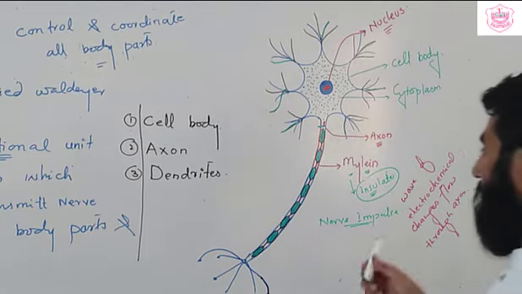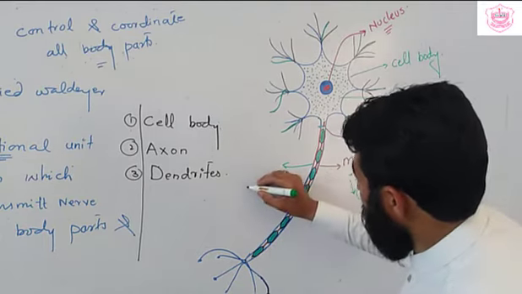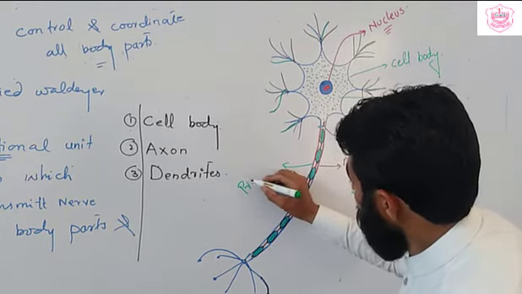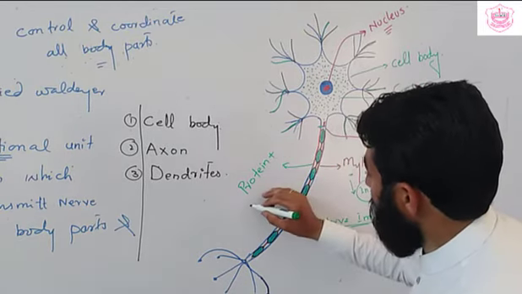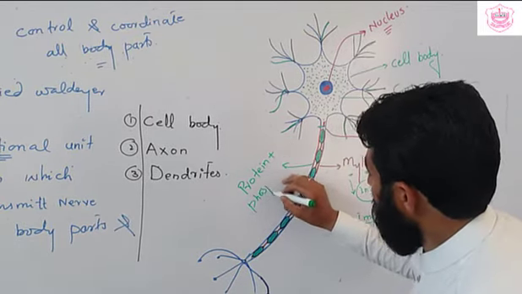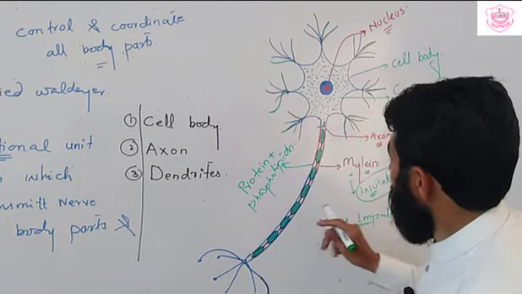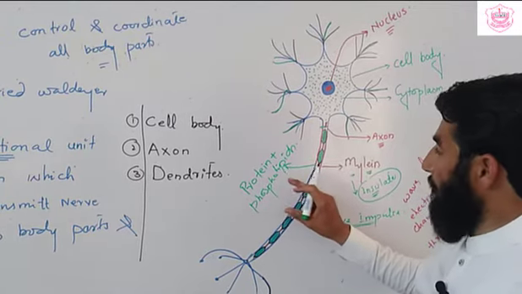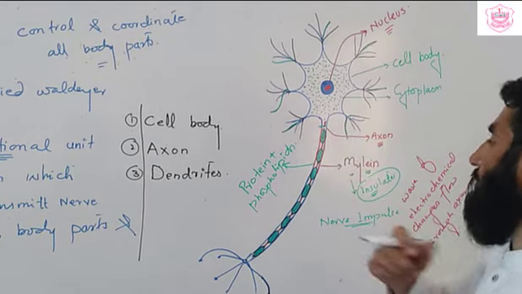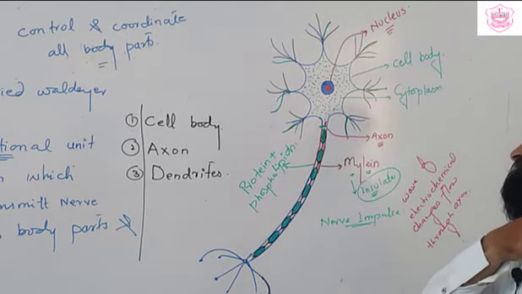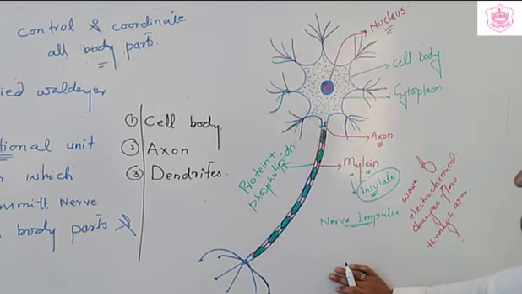And all of you know what the myelin sheath is made of. This sheath is made of protein plus phospholipids. Its function is to let the flow of electrochemical charge move inside the axon, which is known as a nerve impulse.